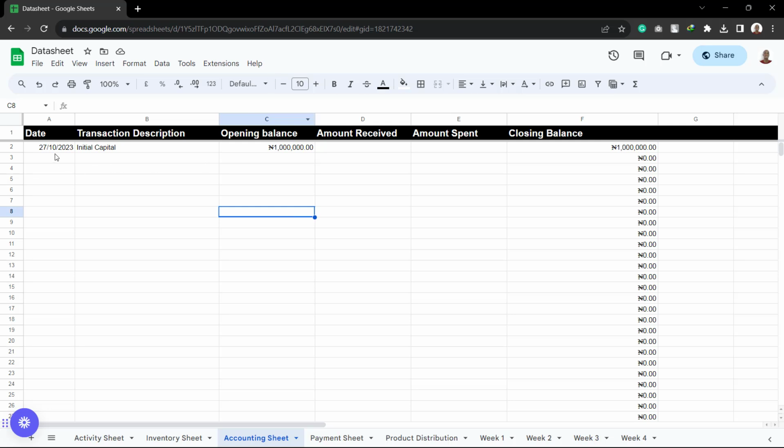So let's say maybe on the 28th, for example, or even today, let's even say today on the 27th, we purchased products. Let's say we purchased M9 earbuds.